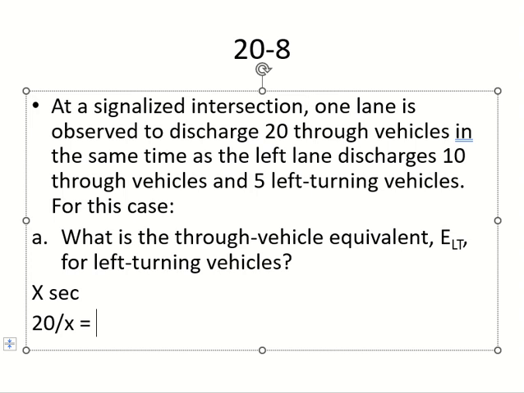So if I'm going to write the rate for the other lane, I will write it like this. I cannot add 10 and 5 together because they are in different directions. To add them, I must multiply with the factor of left turning. Now we can add them after multiplying by the factor. So what is my factor here?